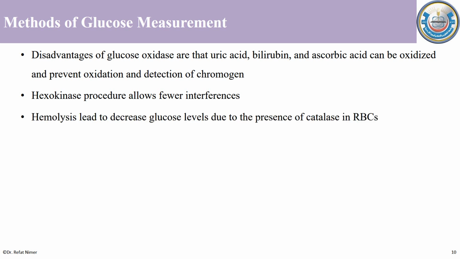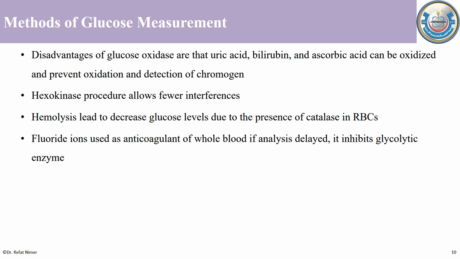That's why the hexokinase method is the preferable method to measure glucose in the blood. Hemolysis leads to decreased glucose level due to the presence of catalase in the RBCs, which affects the enzymes and prevents the oxidation and detection of chromogen, and gives a low result. Fluoride ions are used as an anticoagulant of whole blood. If analysis is delayed, it inhibits a glycolytic enzyme.